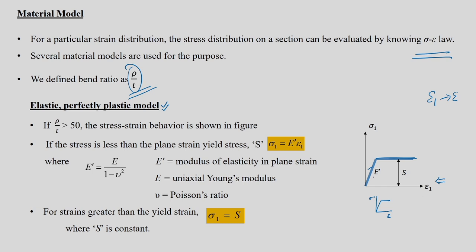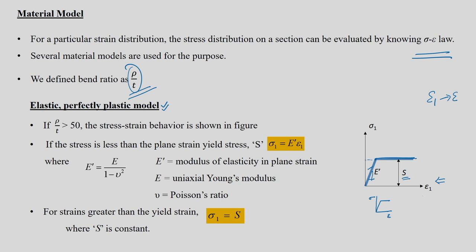So, you have a linear first variation and then a horizontal variation with respect to sigma and epsilon. The initial part is defined by the slope, which is nothing but your E dash. The slope is E dash, and this height is nothing but my plane strain flow stress. This point is probably your yield strength, but in a plane strain deformation process like bending, we are calling it S.